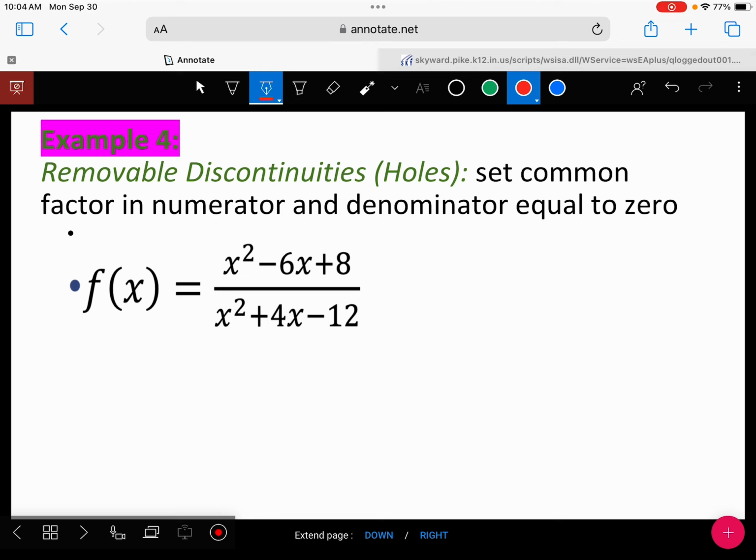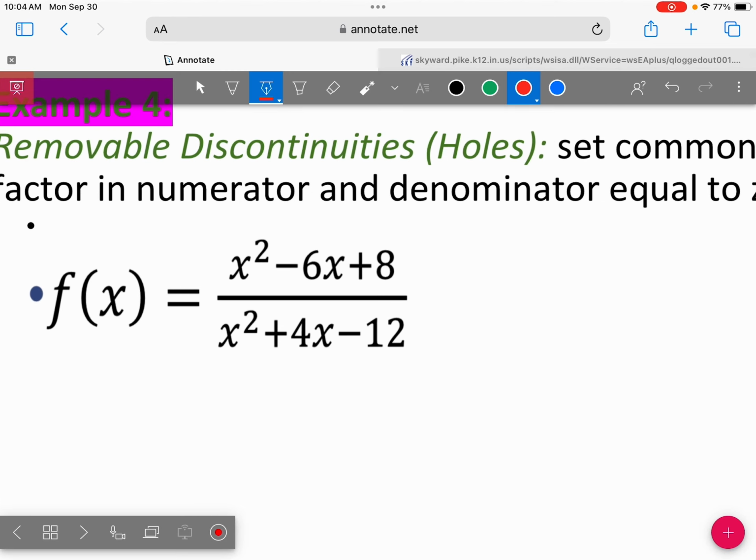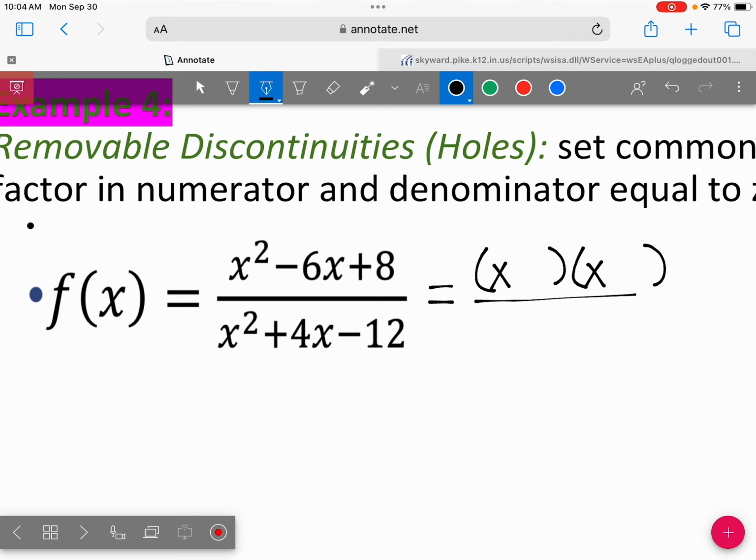Okay, so removable discontinuities, that is a hole in the graph, and that only happens when you have a quadratic over a quadratic and they share a factor that can cancel. So in this example, when we factor the numerator, I would need two numbers that multiply to 8 and add to negative 6. So that would be negative 4 and negative 2. And then in my denominator, I need two numbers that multiply to negative 12, and add to positive 4. So that would be a positive 6 and a negative 2.